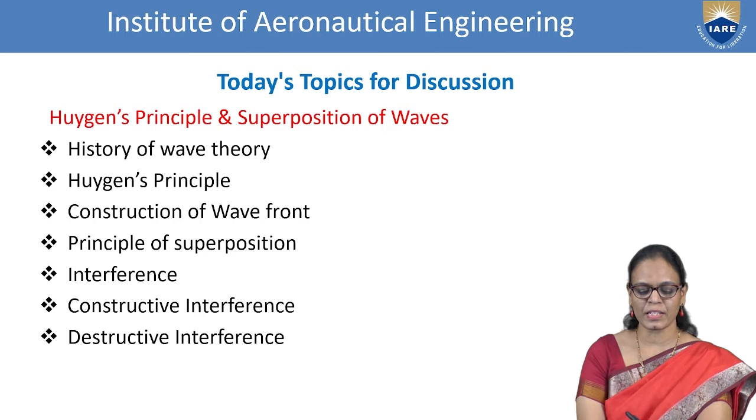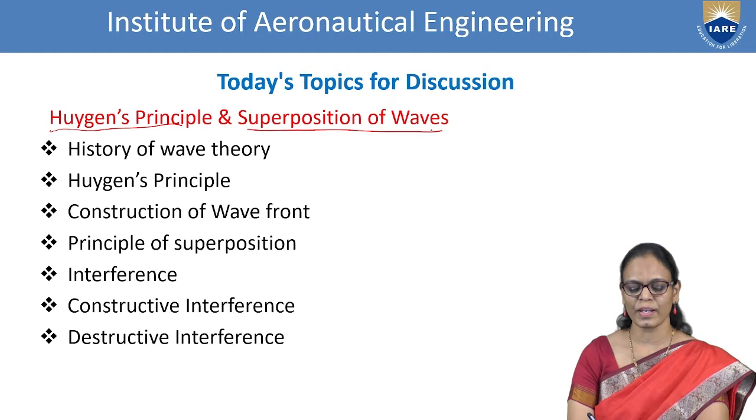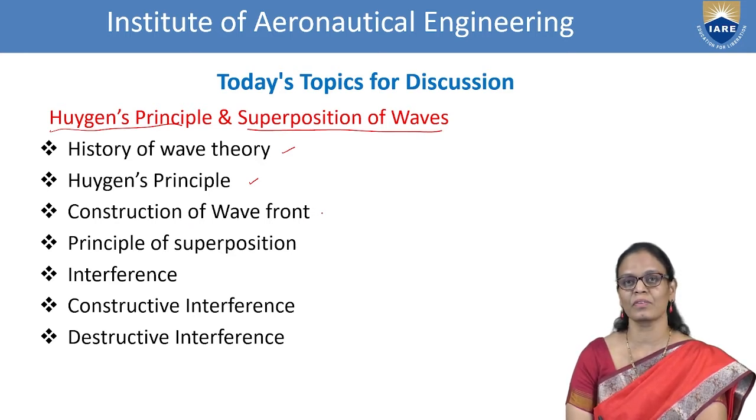So the topic for today's discussion is Huygens principle and superposition of waves. Let us look at how we are going to discuss this topic. First, we will see a brief history of wave theory, and then we will try to understand the principle given by Huygens to construct the wavefront. So we will see how to construct the wavefront. Then we'll discuss the principle of superposition. After that, we have interference, and in interference we have two types, constructive and destructive.